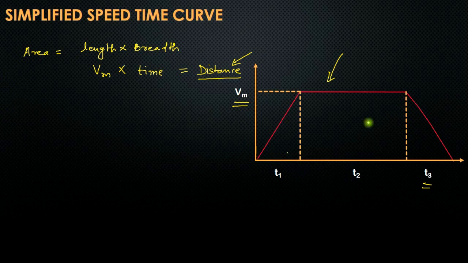Let's see if we try to resolve it, what we can withdraw. Here t1 is the acceleration time, t2 is the free running time, and t3 is the deaccelerating time, where the total time is the time taken by the electric locomotive to reach from station A to station B. It will be t1 plus t2 plus t3. The maximum speed is Vm. Now the total distance traveled from this point to this point will be the area under the curve.